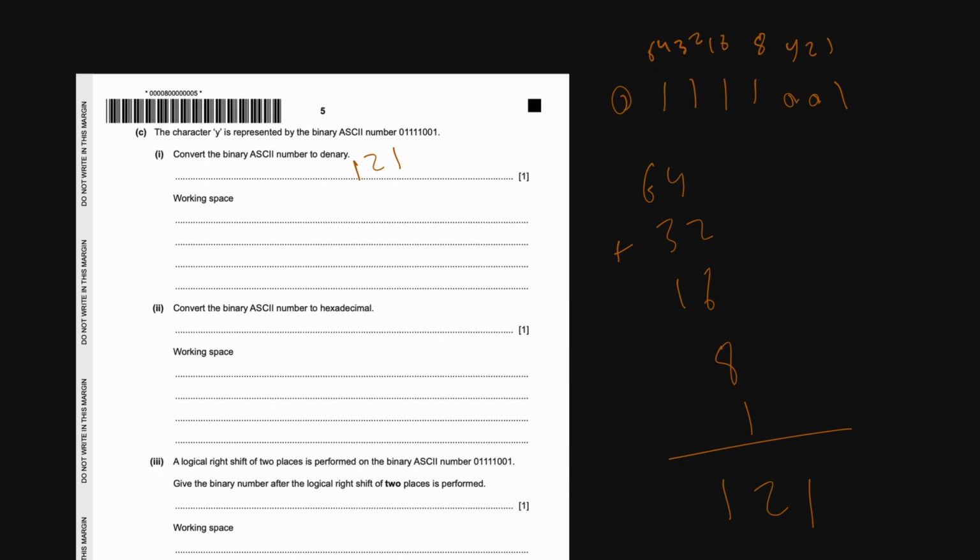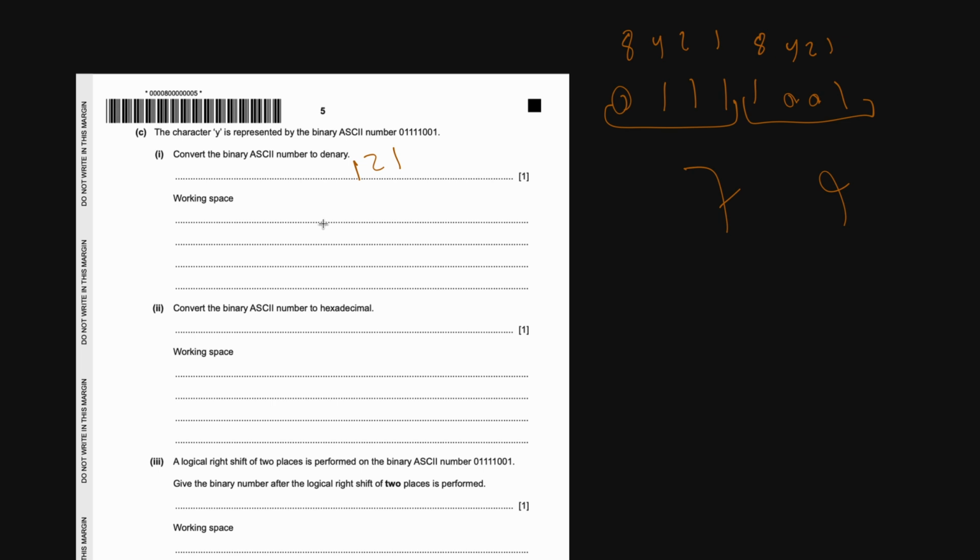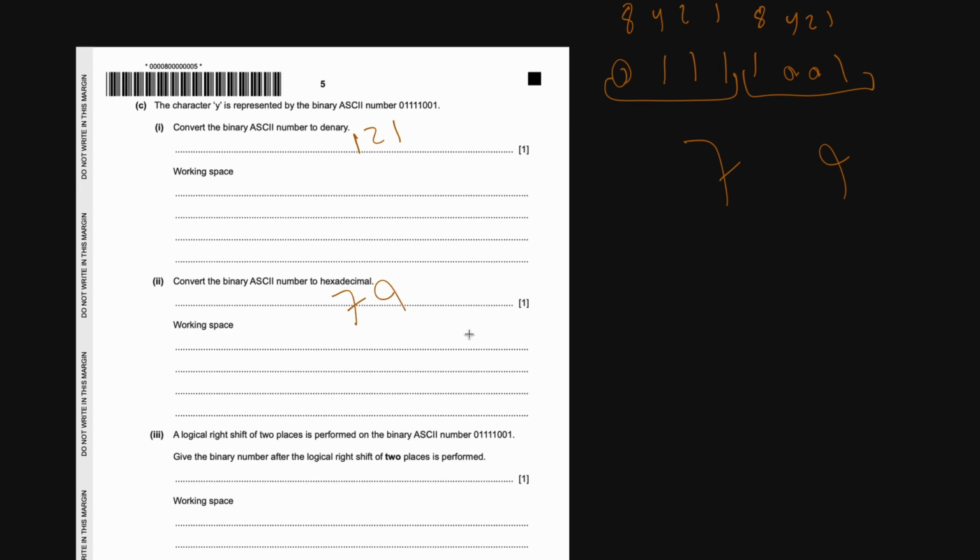Okay, so if you want to convert it to hexadecimal, we erase everything here and then we split it into 4s, right? So 1, 2, 4, 8, and then these are now 1, 2, 4, 8 because we split it into 4s. So 1 plus 8 is 9. 1 plus 2 plus 4 is 7. So 7, 9. That's it.